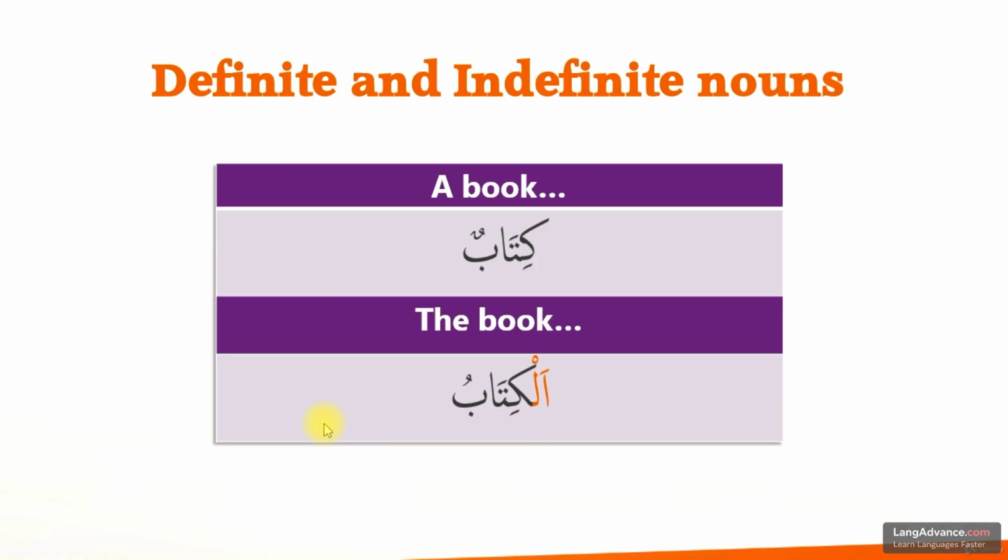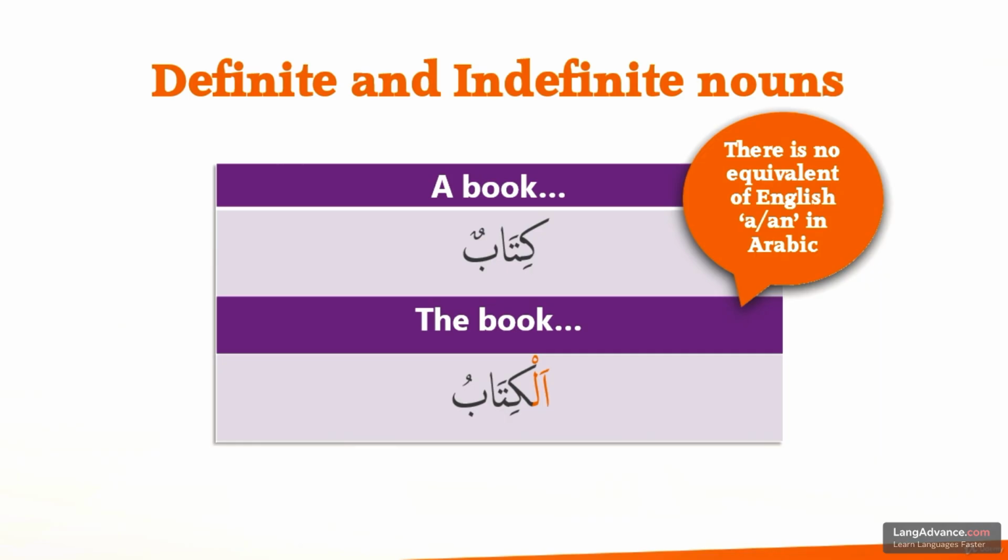Example of definite and indefinite nouns. A book and the book. Kitabun. When we are talking about indefinite, it should end with un, nunation or tanween, and it should not have al in front of it. So a book, which is part of a sentence, is kitabun. The book is al-kitabu. So kaf, ta, alif, and ba are the same, except that there's al here, there's no al there, there's nunation here, and there's no nunation there.